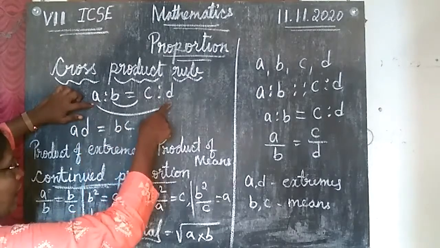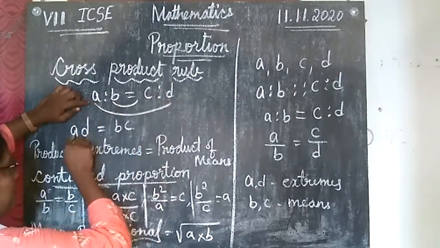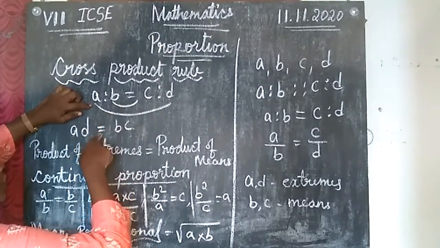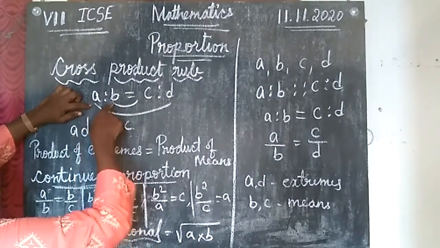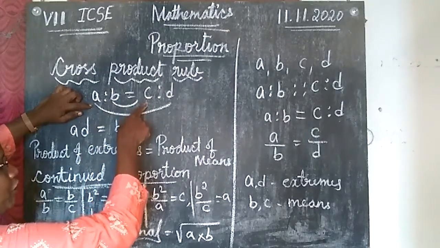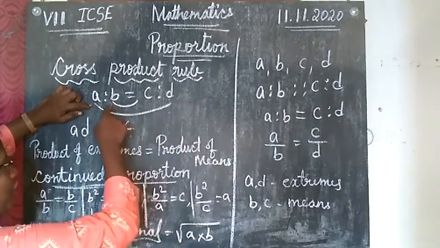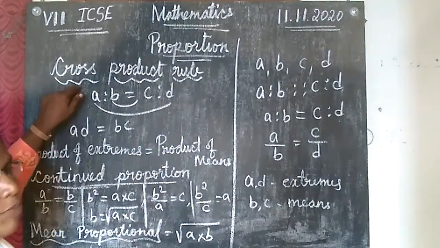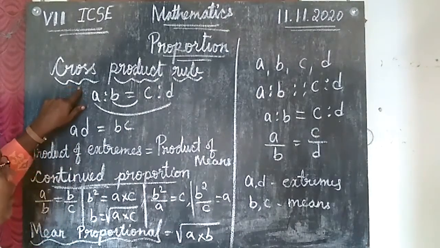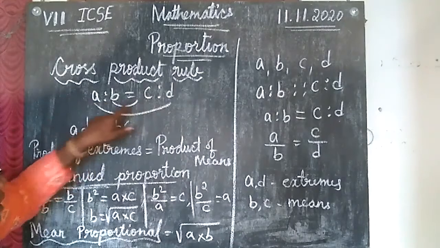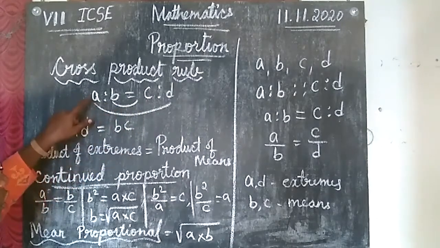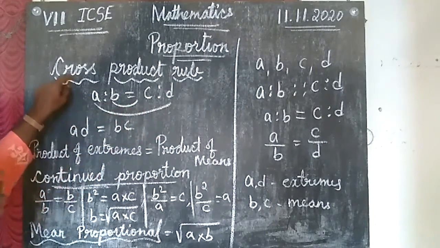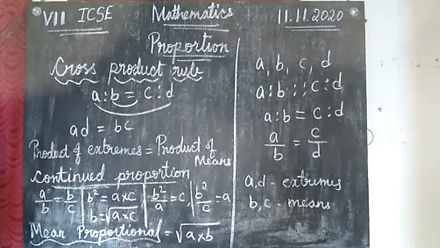Extremes are A and D. So the product of extremes, A into D, is equal to the product of means. Product of means, what? B and C. Product of means, B into C. This is called cross product rule. A into D is equal to B into C. Product of extremes should be equal to product of means. It is called cross product rule.